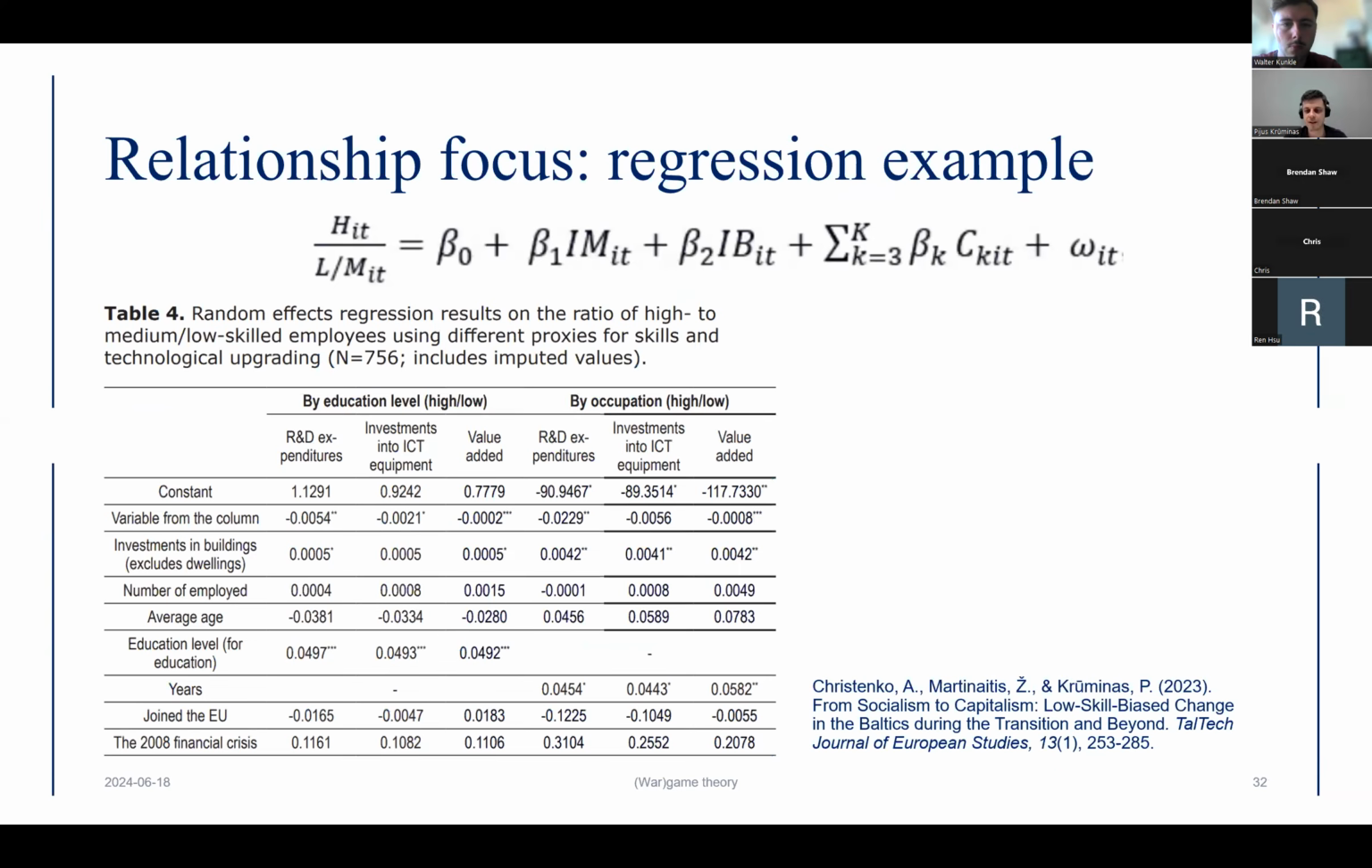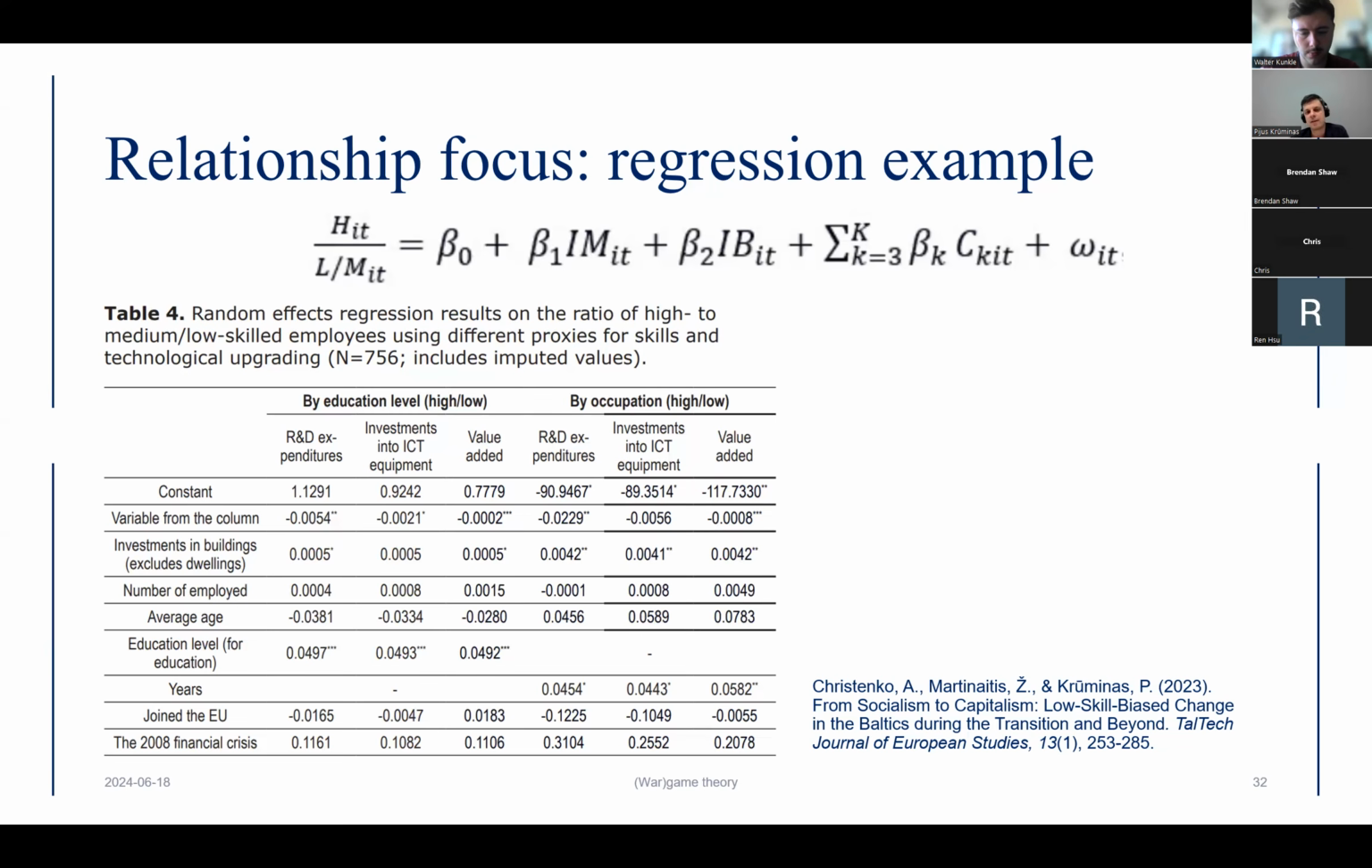To provide an example, that's from a paper that my colleagues and I wrote on skills and change in the Baltics during the transition and afterwards. On the left-hand side of the equation, you have the skills, high skills divided by low and medium skills, which basically represents the extent to which high skills are found in the labor force. Everything on the right-hand side tries to explain it, whether it's investment in machinery, investment in buildings, other variables, and so on. If you look at the table, there are many different variables.